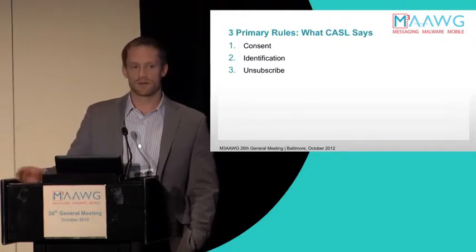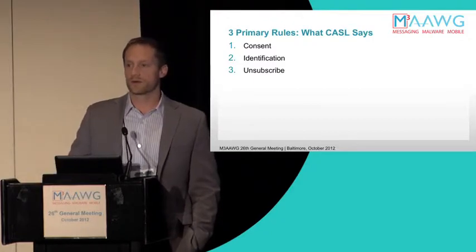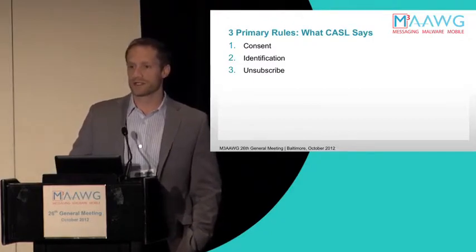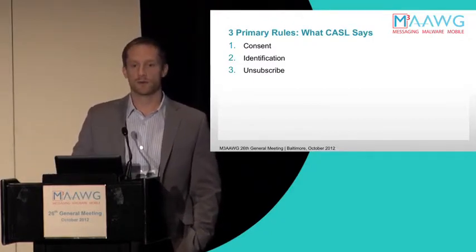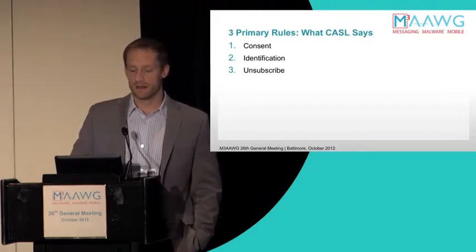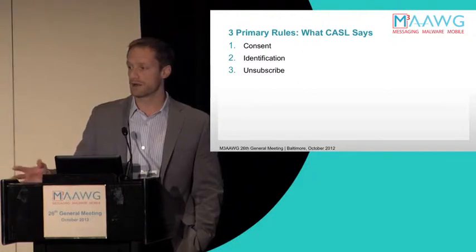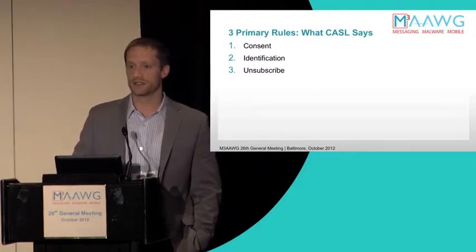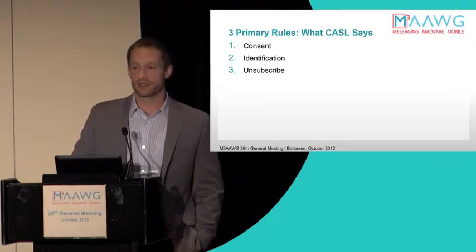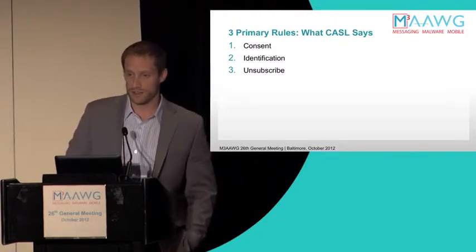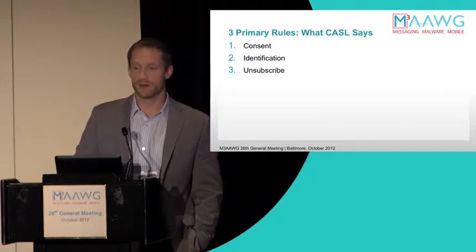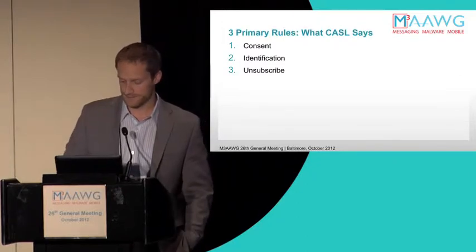So Andre briefly spoke to this, but CASL creates three primary rules when it comes to sending commercial electronic messages. First, and most importantly, we always need consent. We have certain identification requirements that apply. These are clarified in the regulations as well as in the interpretive guidelines. And we also have the unsubscribe requirements, which everyone is probably already generally familiar with under CAN-SPAM.